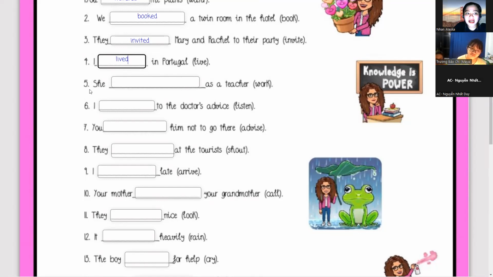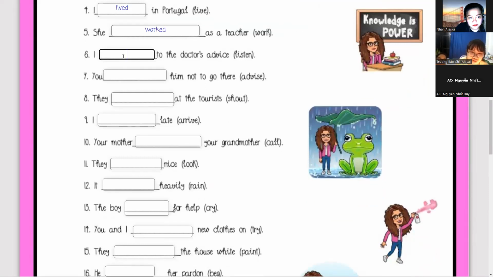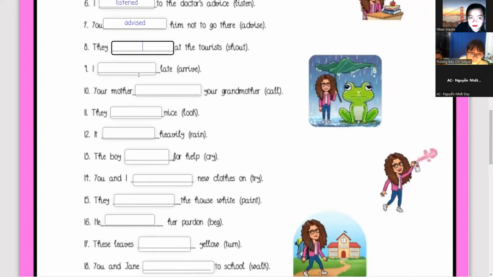How about 5? She worked as a teacher. T sound. Number 6. I listened to the doctor's advice. Listened. How about 7? You advised him not to go there. 8. They shouted at the tourist. Correct.